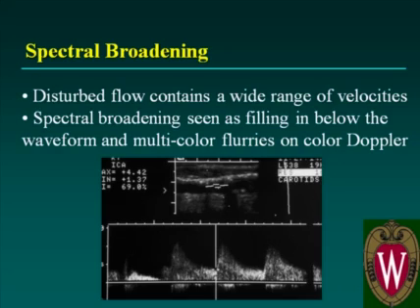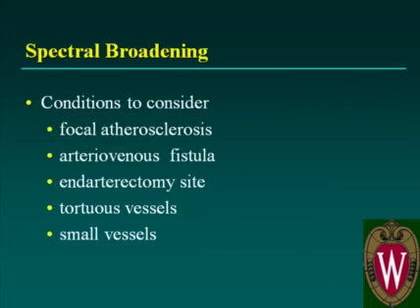If you do see spectral broadening, the most common cause would be focal atherosclerosis, but there are other things that can give you the same result, namely the disturbed flow that results from an arteriovenous fistula, disturbed flow at an endarterectomy site, the presence of tortuous vessels, and also spectral broadening is common and normally seen in small vessels.